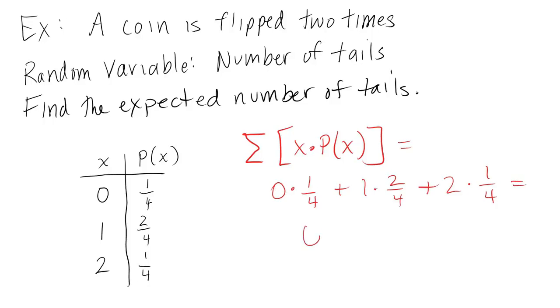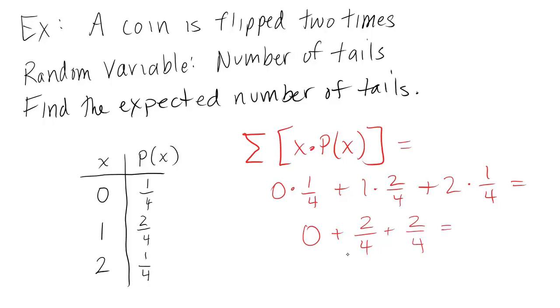0 times 1/4 is 0. 1 times 2/4 is 2/4 because anything times 1 is itself. When we take 2 times 1/4, we're only going to take the 2 times the numerator of that fraction. We're multiplying by 2/1, not 2/2. This is also 2/4.